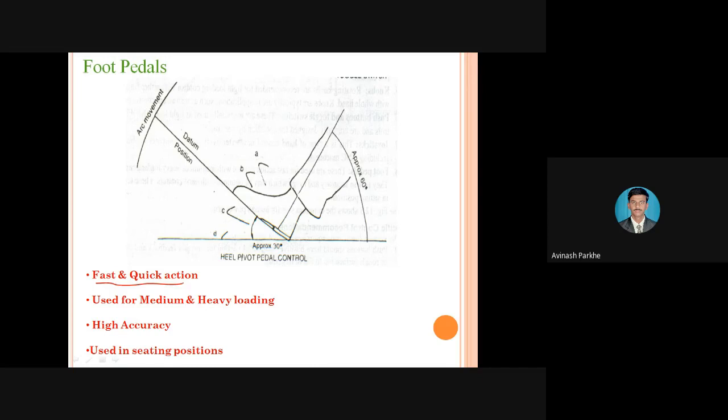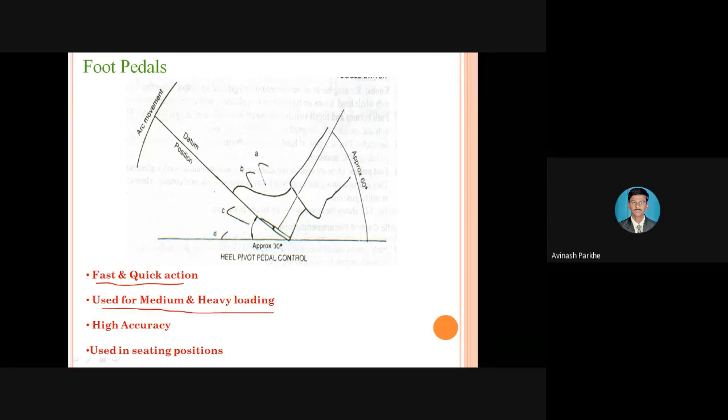Fast and quick action means, if you take the example of a four-wheeler or two-wheeler vehicle, when I have to change the speed of the vehicle, initially we will press the clutch, then change the speed by using the gear, and then release the clutch. That means if I want fast and quick action, that can be obtained by using foot pedals.